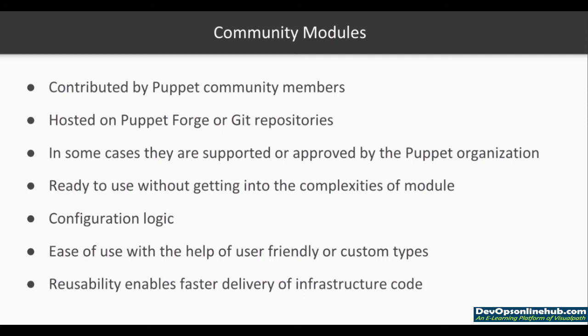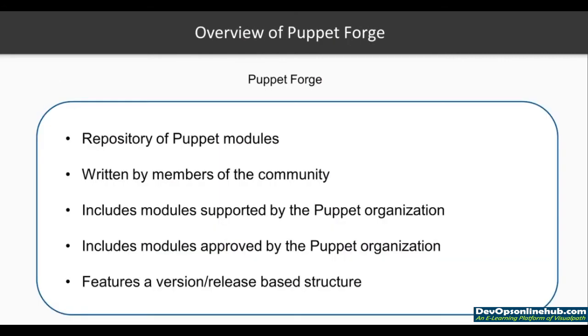Selected modules in Puppet Forge are supported and approved by the Puppet organization. They can be reused without getting into the complexities of module configuration logic. There are a lot of custom resource types to help people configure their infrastructure with minimal knowledge. The reusability enables fast delivery of infrastructure code and deployment of infrastructure. The next topic that we are going to look at is Puppet Forge.